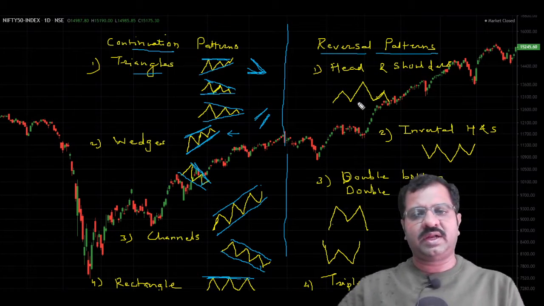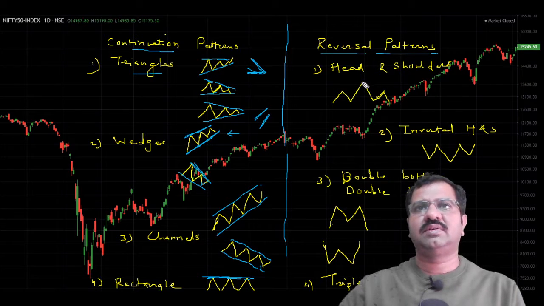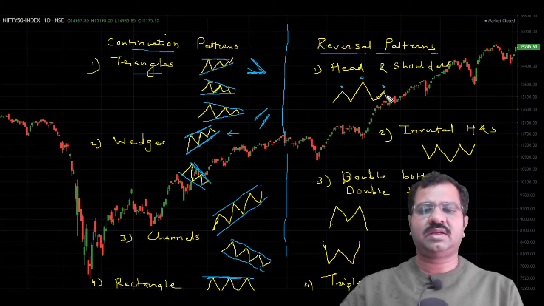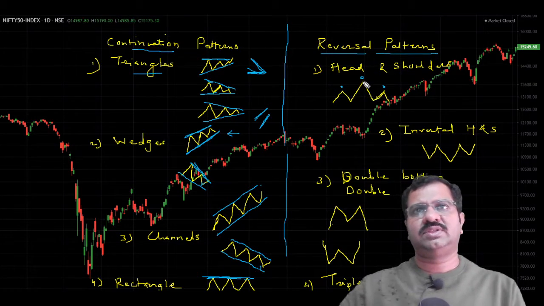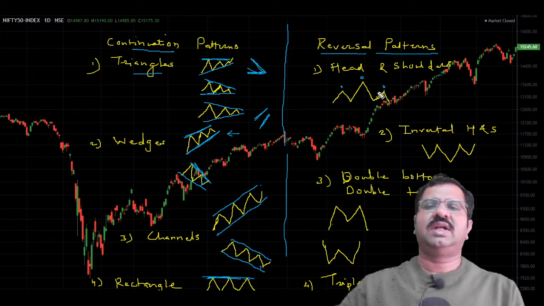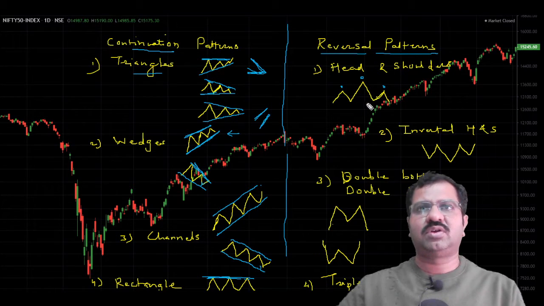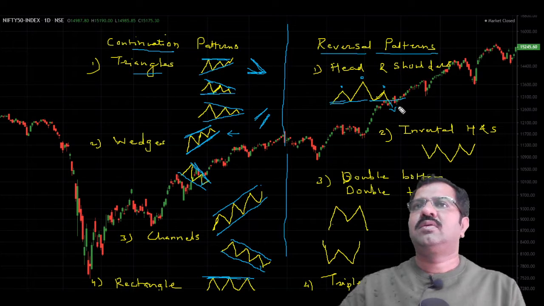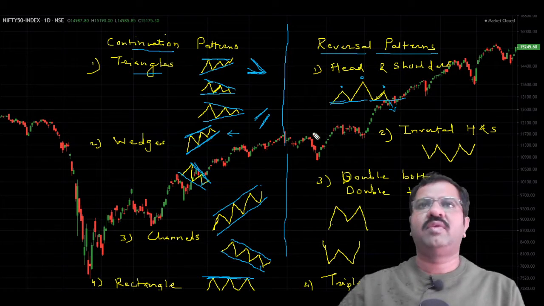Why is this called head and shoulders? Because it looks like there is a head here and these are two shoulders. Like a human body, where you can see a head and two shoulders. That's why this is called the head and shoulders pattern. If this pattern forms at the top, where an uptrend is going on, then this is a probable reversal.